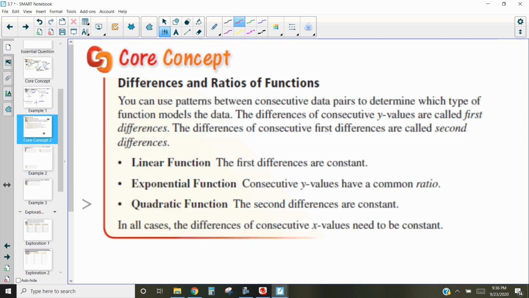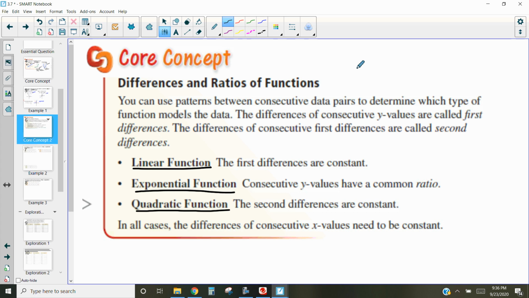Now, continuing on with this idea of linear functions, exponential functions, and quadratic functions, it's easy to tell when we graph them. But sometimes we don't have the graph and we just have those points. And it works okay. We can always plot the points. But there's actually another way that we can tell whether a function is linear, exponential, or quadratic. The easiest way to do it is to look at a table of numbers.